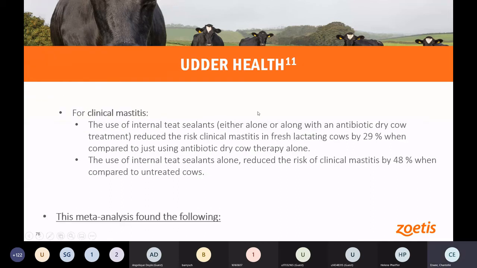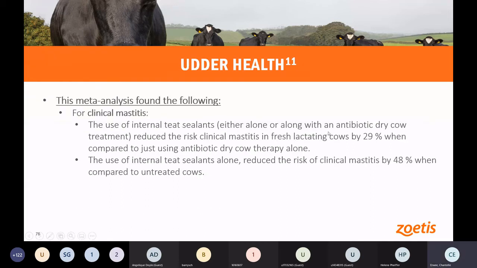Okay, so for clinical mastitis cases, they found that the use of an internal teat sealant by itself or along with antibiotic in combination therapy reduced the risk of clinical mastitis in fresh lactating cows by 29% compared to just using antibiotics. And then the use of that internal teat sealant reduced the risk of clinical mastitis by 48% if you compare it to untreated animals.